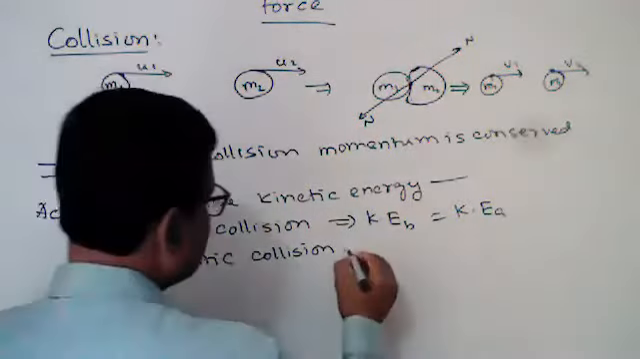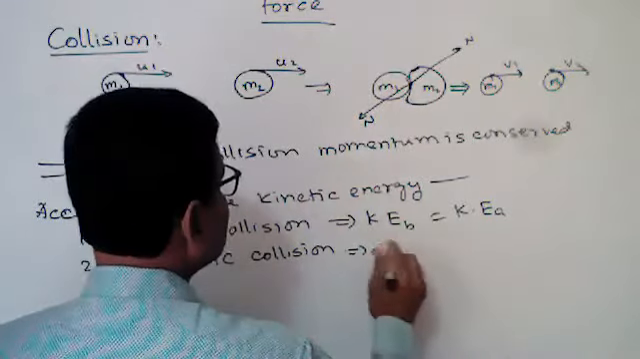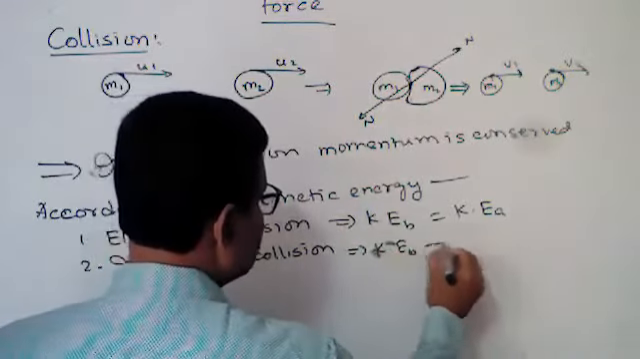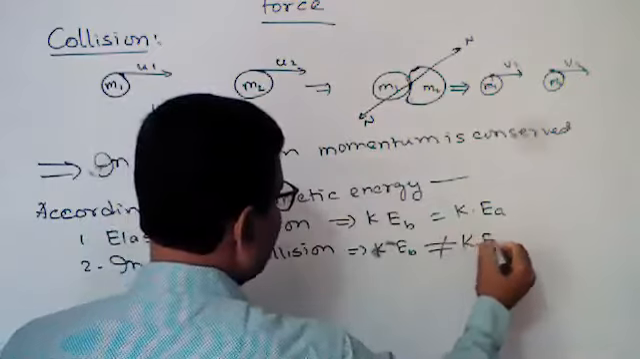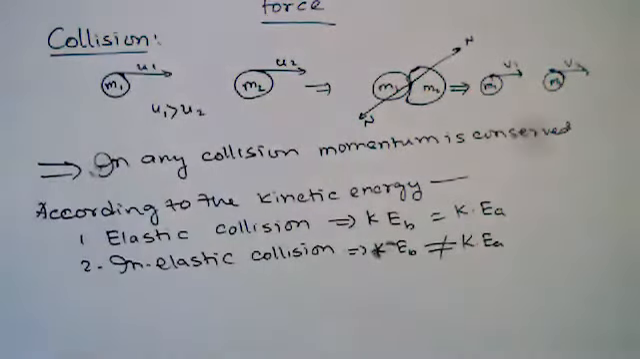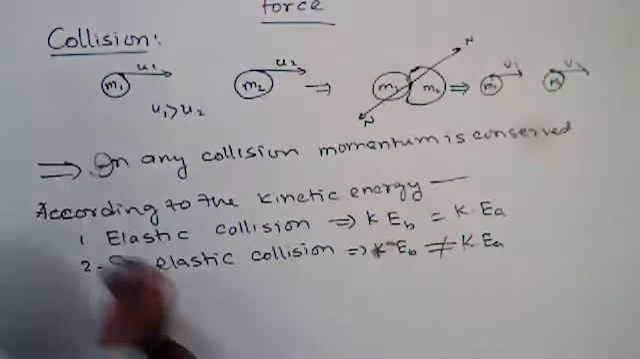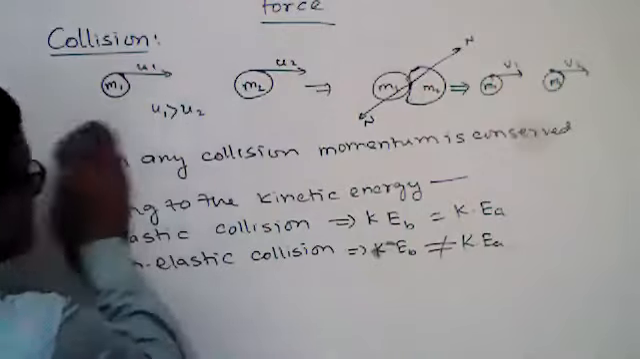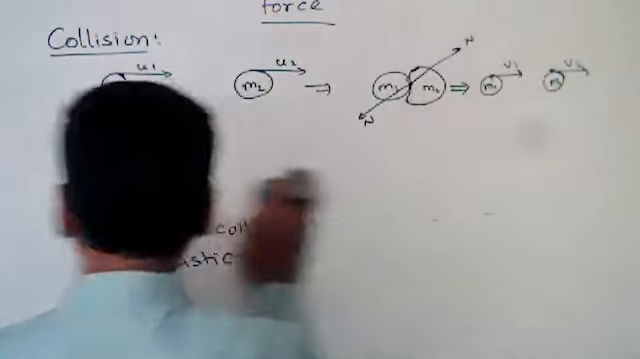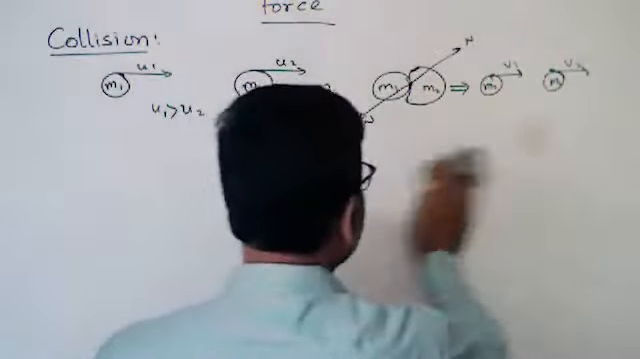In inelastic collision, kinetic energy before collision is not equal to kinetic energy after collision. You have to remember this. Momentum is conserved in elastic collision or inelastic collision. But in elastic collision, kinetic energy is conserved, and in inelastic collision, kinetic energy is not conserved. So now we discuss the elastic collision, and what will be the velocity after collision in an elastic collision.